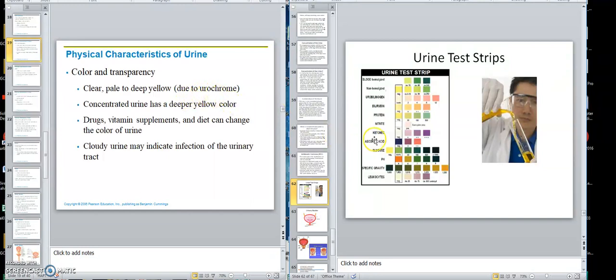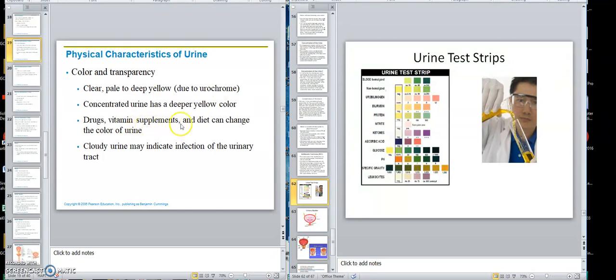Urochrome, I'll come over here to the test strips, have to do with urobilinogen. Remember, if you recall, the breakdown of bilirubin that goes out through the kidney can be called urobilin or urobilinogen, shall I say. Okay?